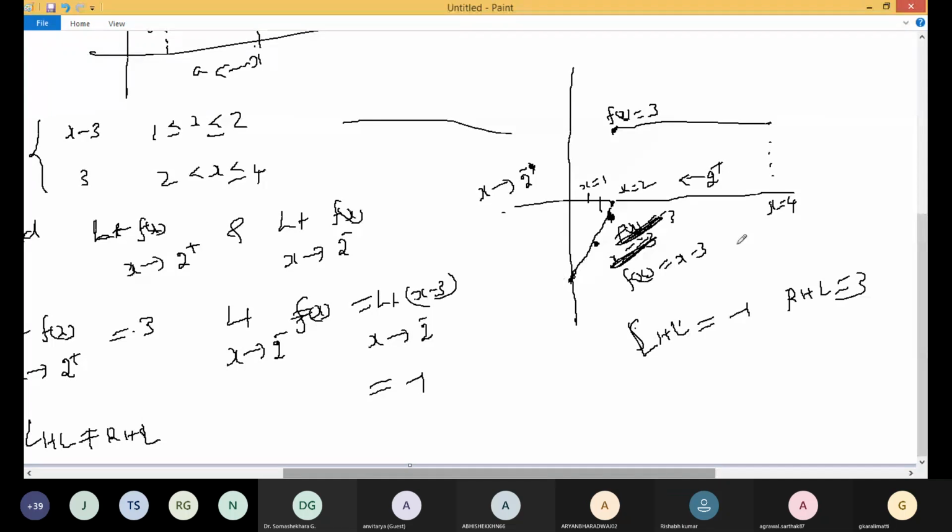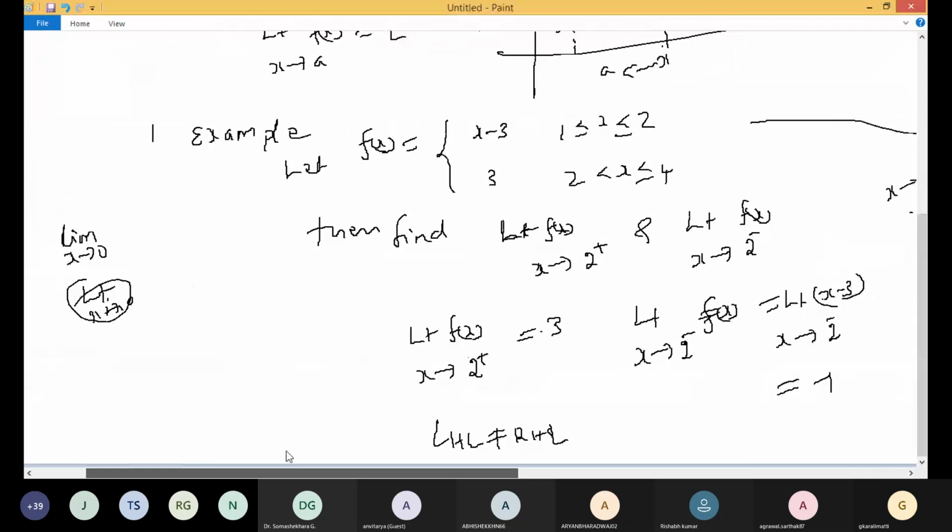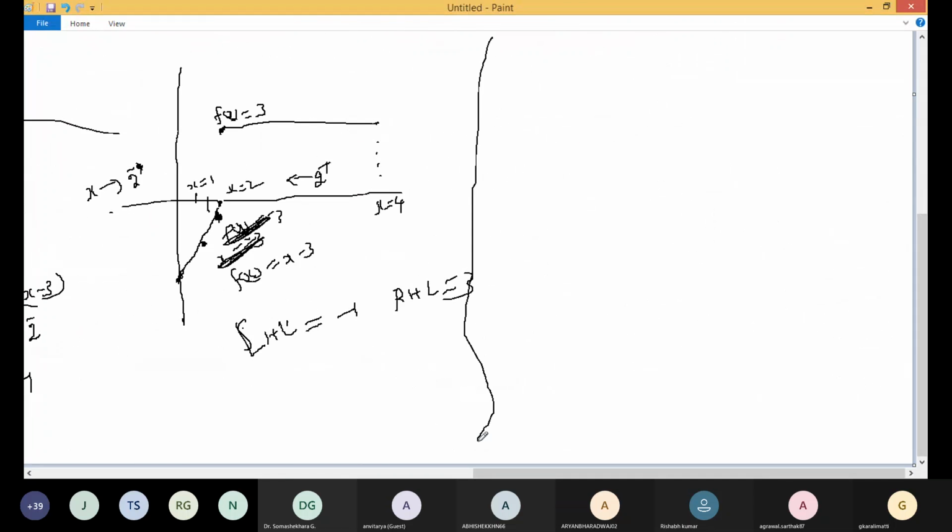Okay. Next, which concept did I take? Here I'll take, one minute. Next heading, the limit of the function.